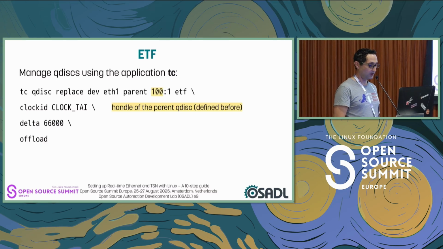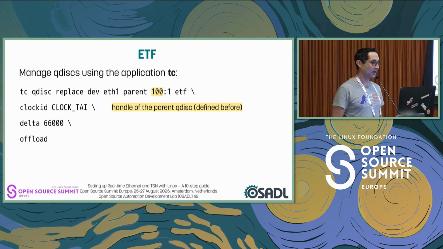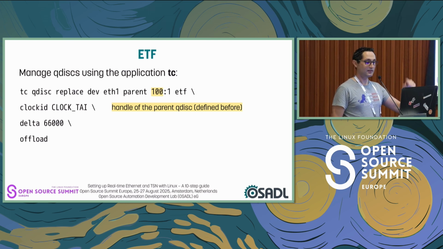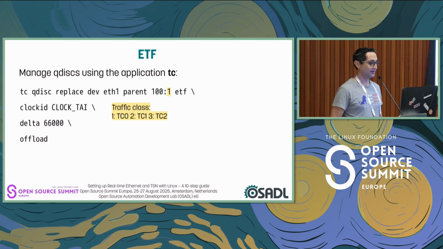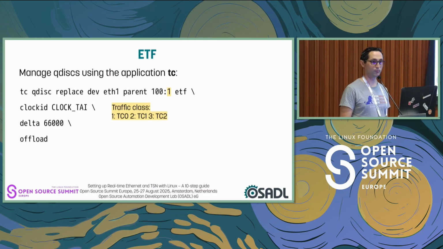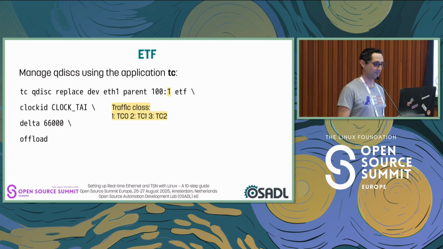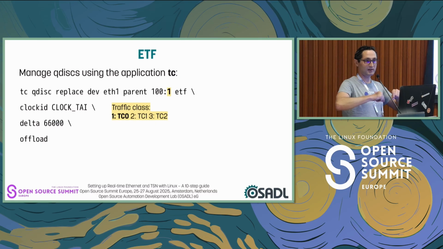What you need to see here, I'm having a handle. This is the handle of the MQ prio QDisc I have said before. So usually you have ETF on top of MQ prio, right? So this is something you do in addition. Then the second number, so this is a bit weird because now numbering starts with 1 and not with 0. So the 1 here tells us this is traffic class 0, right? So we now decide for which traffic class we really want to use ETF, right?